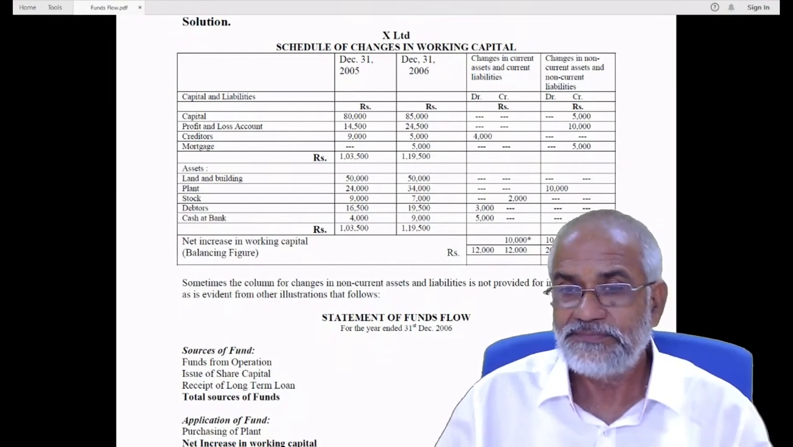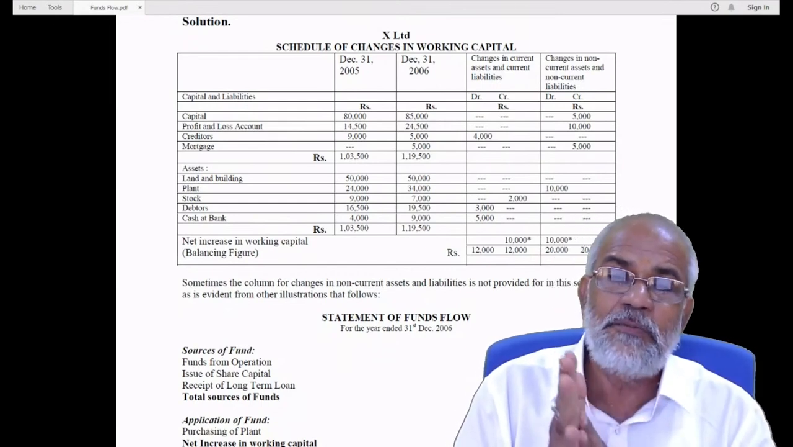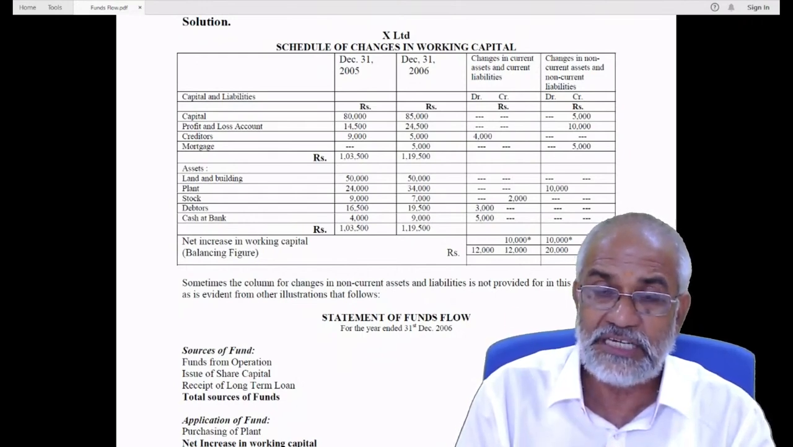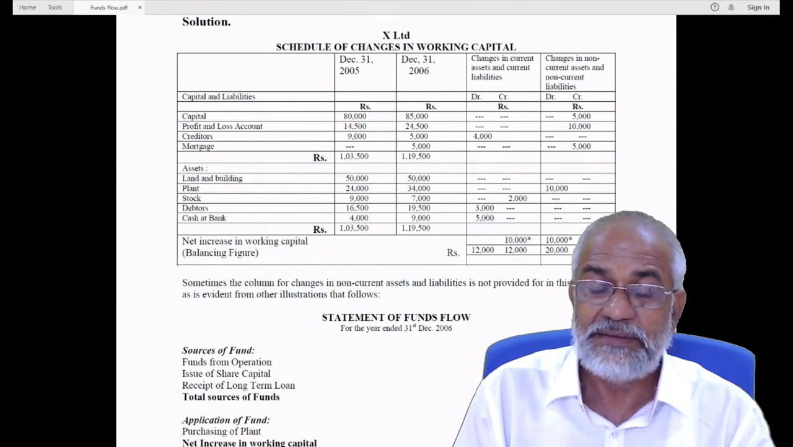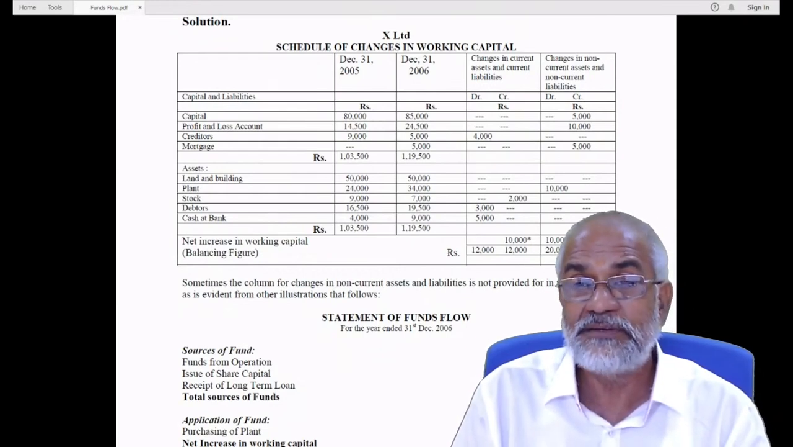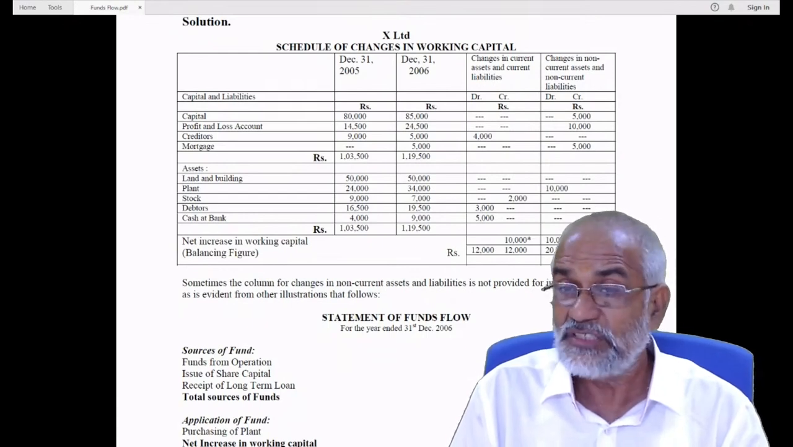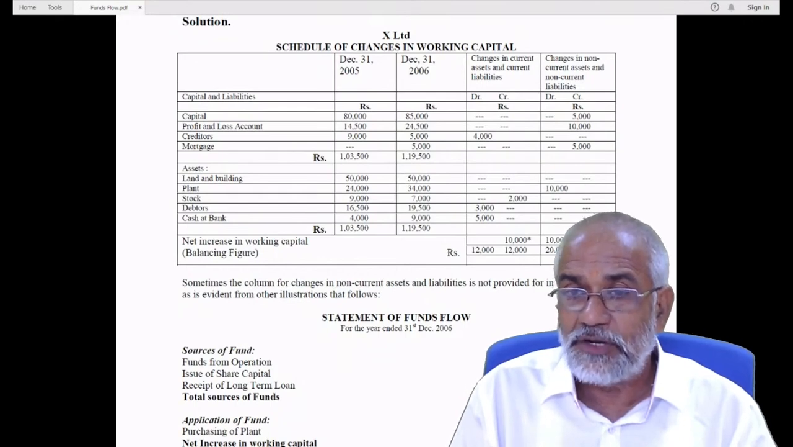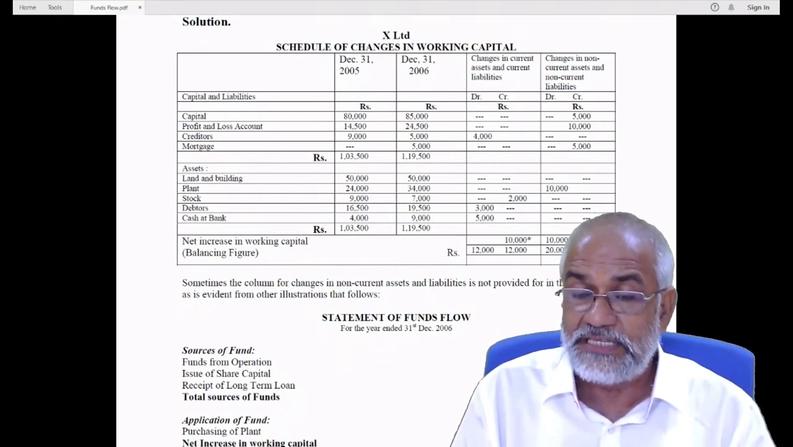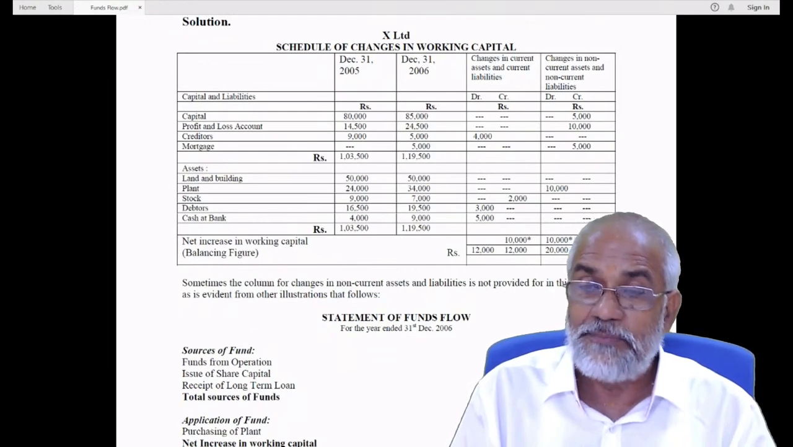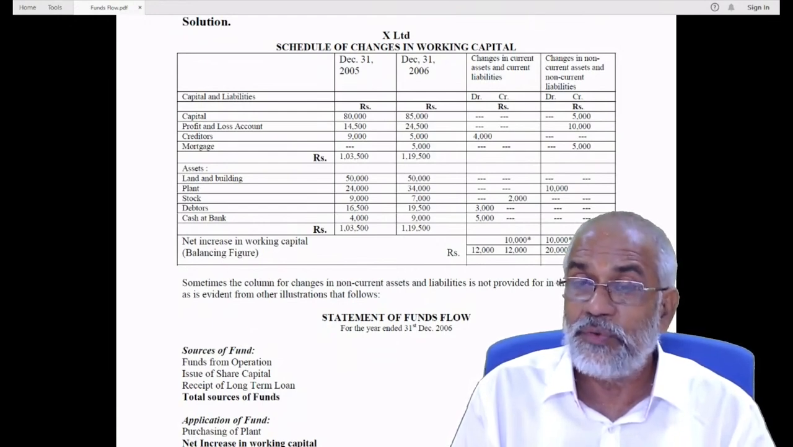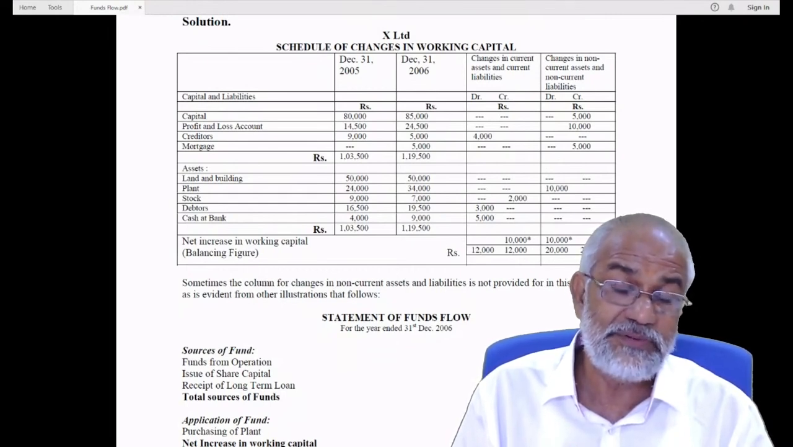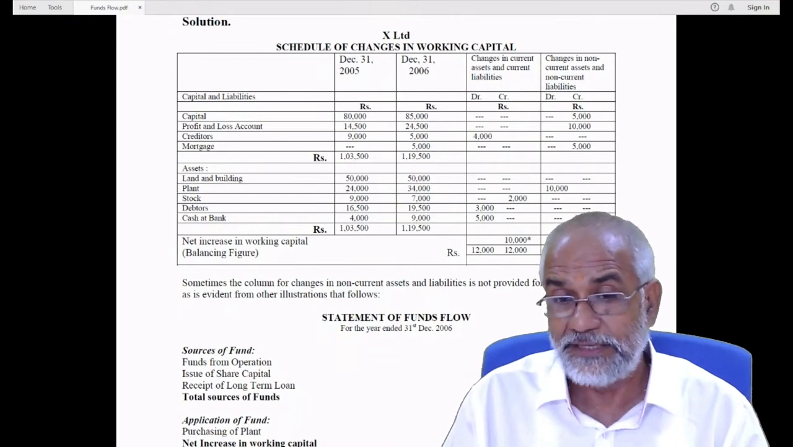The second advantage of putting these two additional columns for the non-current category in the statement of changes in working capital is that it facilitates the preparation of the funds flow statement. How does it facilitate? All the items appearing in the credit column of the non-current category would be treated as sources, and all the items appearing in the debit column of the non-current category would be applications in the funds flow statement, and accordingly the funds flow statement will be prepared and will agree.